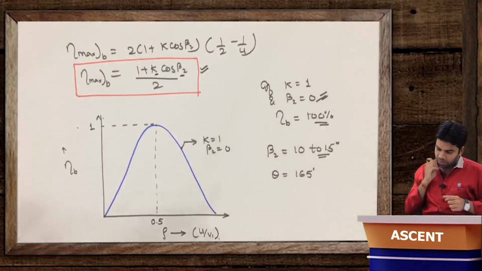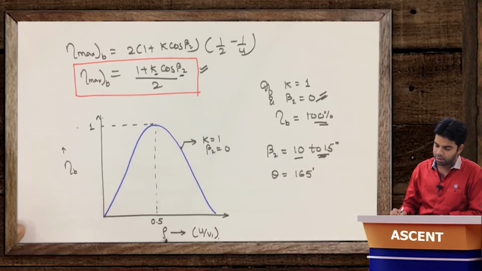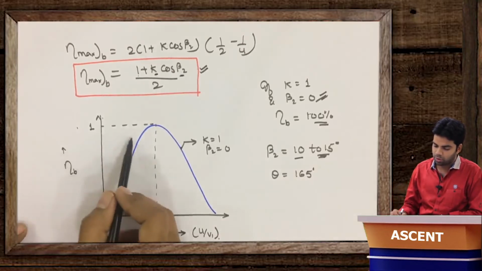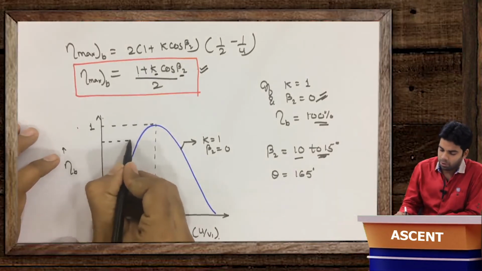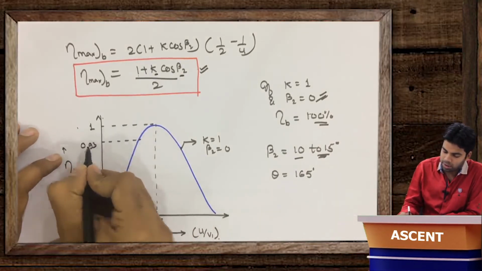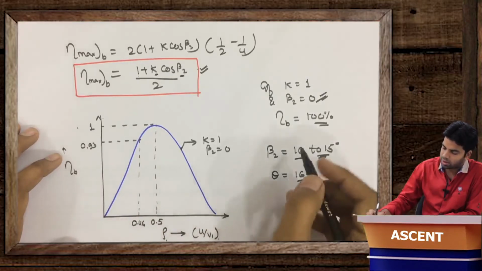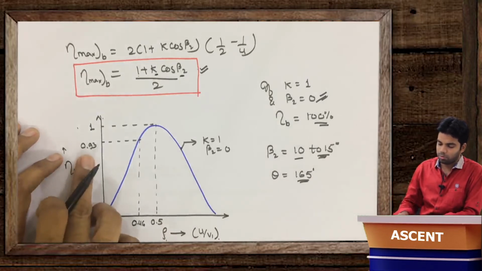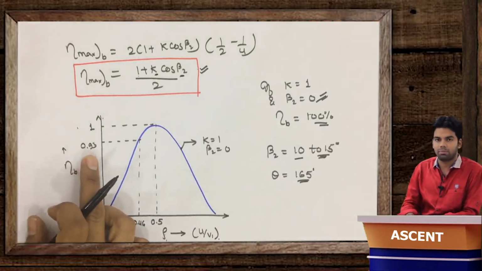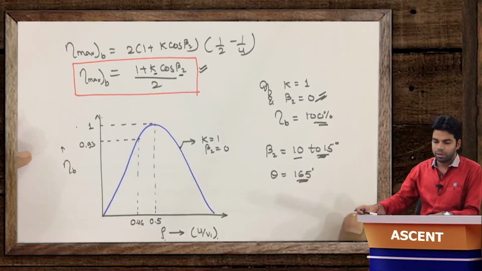Getting this or not? Okay, and when theta or beta 2 is equal to 15 degree, obviously this rho will not be equal to 0.5, and the efficiency will not be equal to 100%. Efficiency will be a little less. So the optimum value of efficiency which is obtained is 0.93, at rho equal to 0.46. So when theta is equal to 165 degree or beta 2 is equal to 15 degree, rho is equal to 0.46, and the maximum or optimum value of efficiency is 93%. Getting this or not?